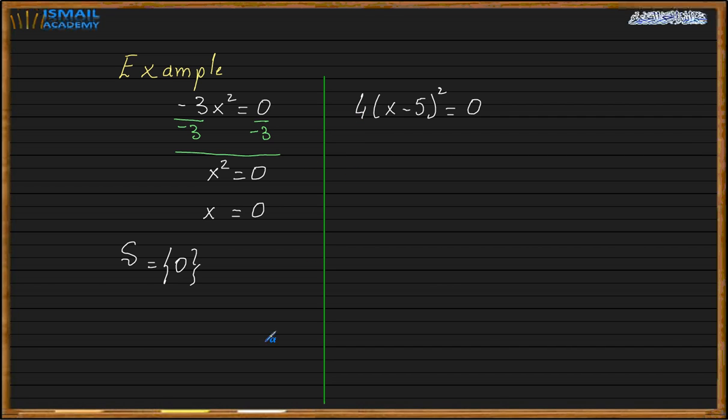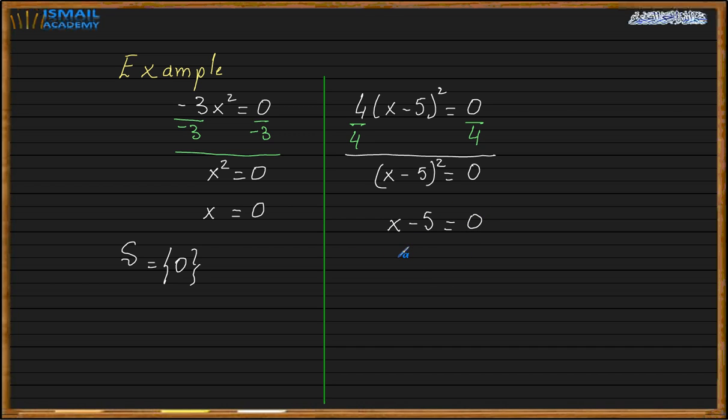Here again I use the same idea. First, I divide by 4. So I will end up having (x minus 5) squared equals 0. You might ask why I didn't use the square root here. There's no use for using the square root. Any number you square that gives you 0 is 0 itself, so I don't have to put the square root on both sides. It makes no sense. Anything you square that gives you 0 is just 0 itself, which means that the expression inside must be equal to 0.